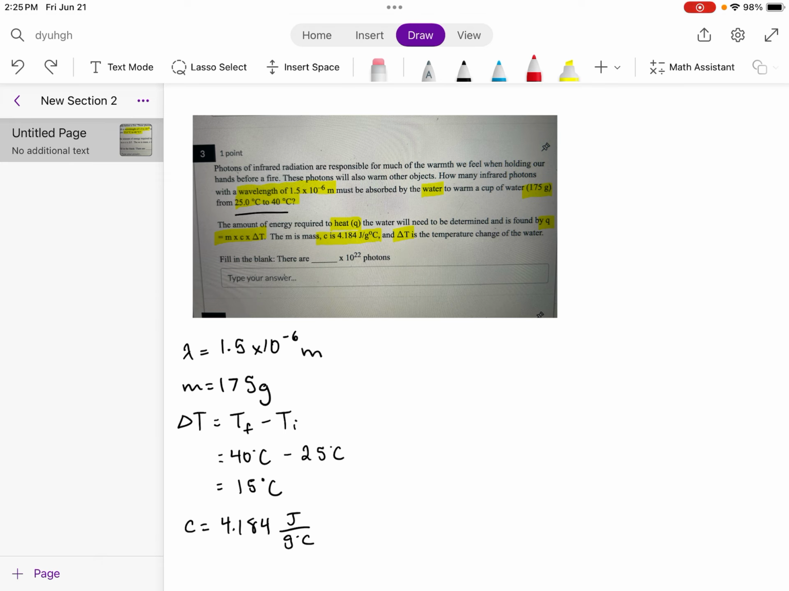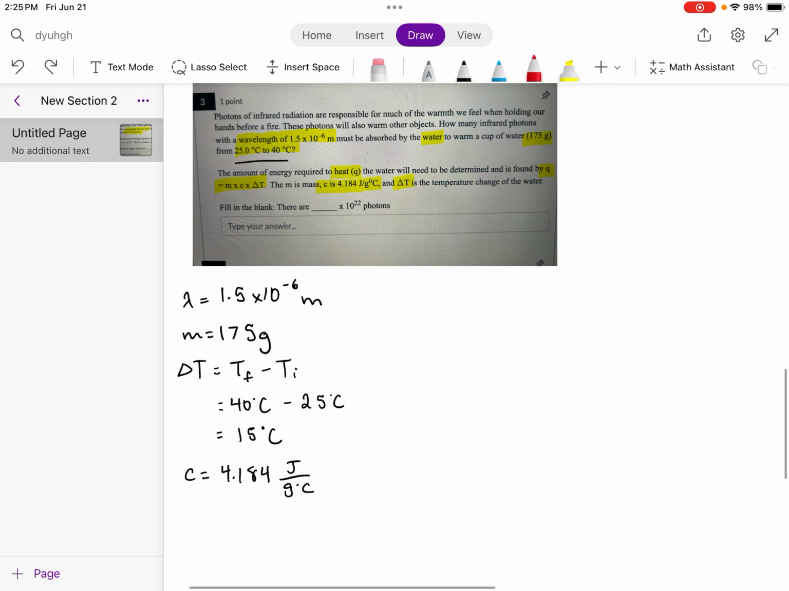Water has a pretty high one. You can Google these values. There are data tables they give you, like aluminum has one, sand has one. Every material is different, so that's why we have to use the one for our specific material, which is water. That's why I highlighted it in the question. Because if we were heating up aluminum, then we would have to use a different value.